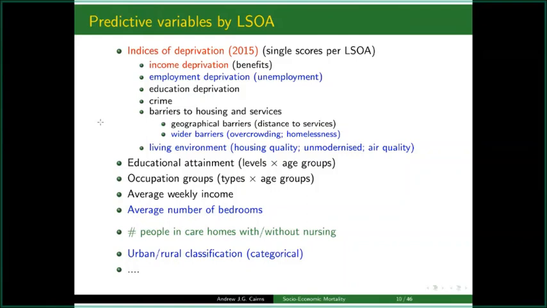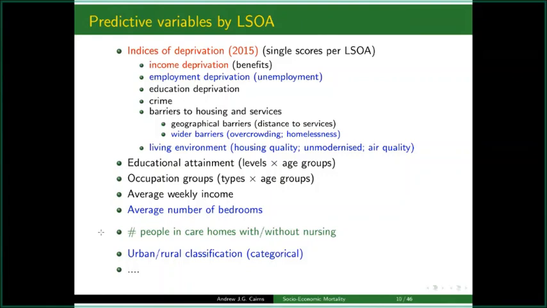Outside of the deprivation indices, we also have lots of other variables which are often measured through the census from 2011, but there's also other survey data sets which are done at the level of LSOAs. So we have more detail in terms of educational attainment, from no qualifications all the way through to university qualifications, and by age groups. We have occupation groups, weekly income, and average number of bedrooms is one that we will be using in the later results.